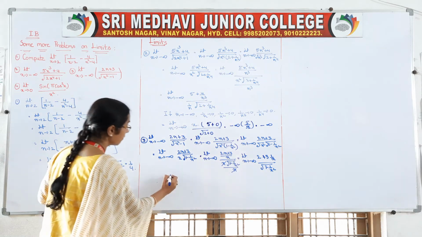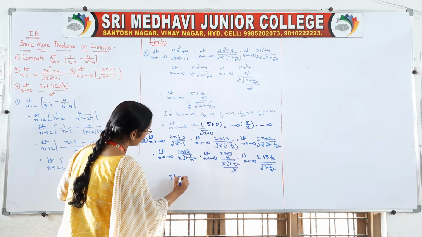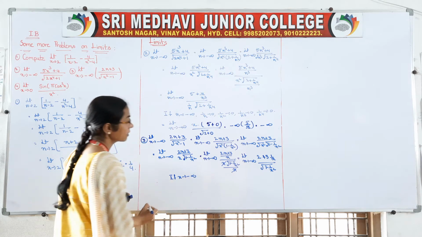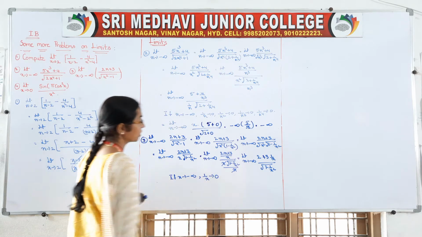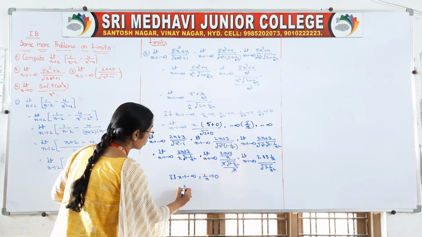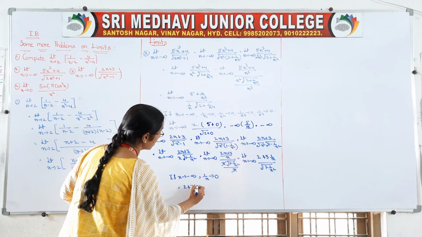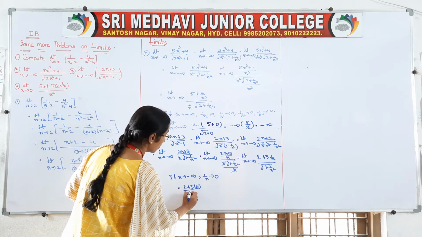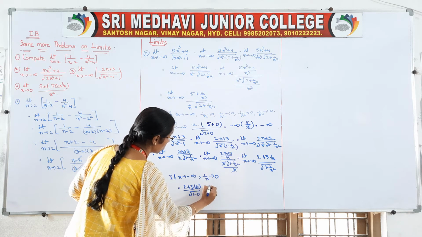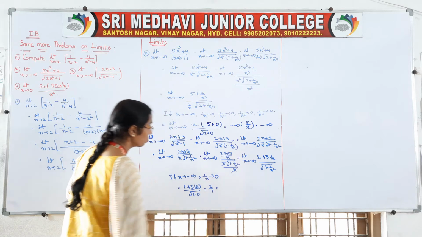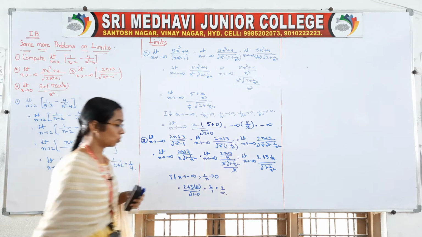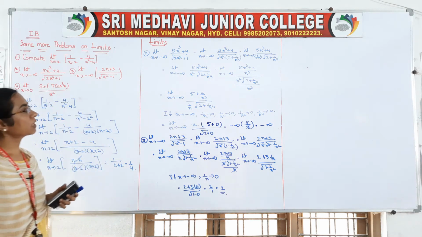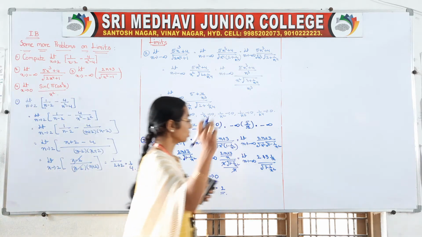You know it very well. What is that? If x tends to minus infinity, then 1 by x tends to 0. So what happens? 2 plus 3 into 0 by root of 1 minus 0. So 2 by root 1 is 1. So its value is 2. Okay. Now come to the fourth question.